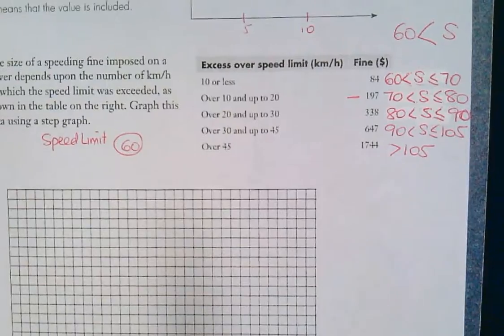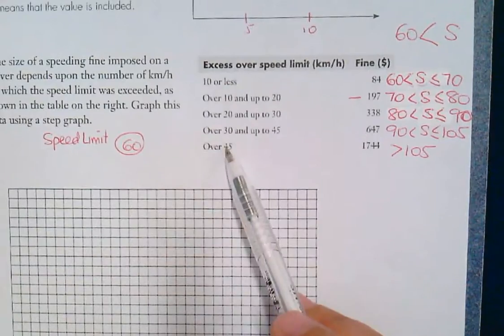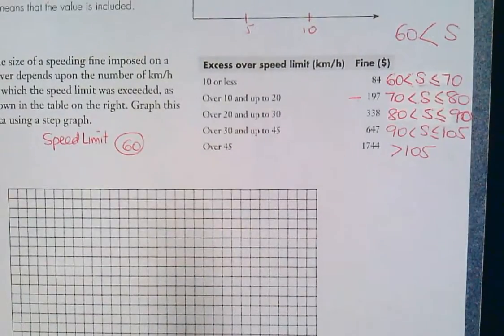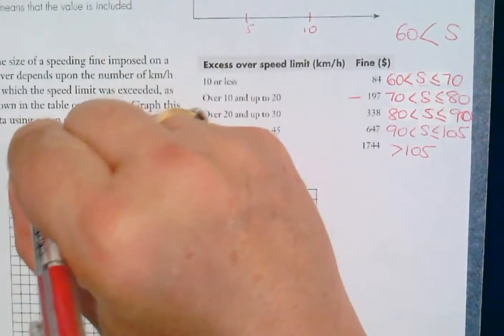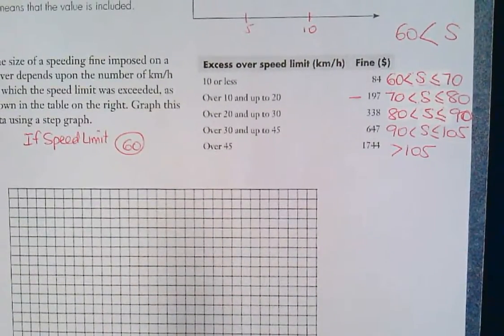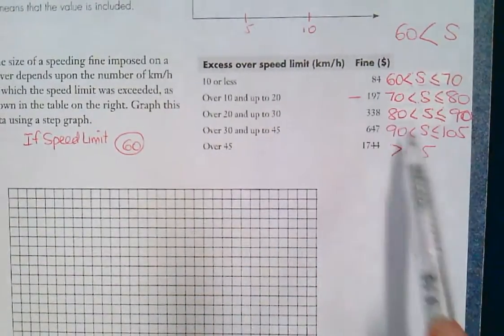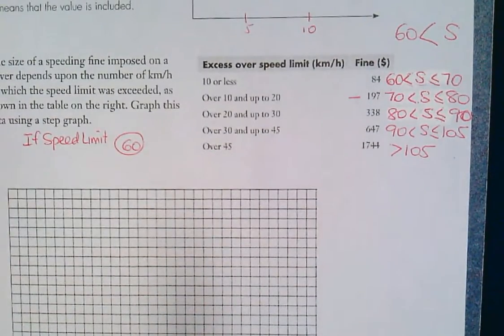All right, now, that includes my speed, but when you're driving, they're going to clock you at the speed you're doing, not how much. Then they'll fine you for how much you are over. Do we get the idea? So that example I gave you is if the speed limit was 60, what you could be driving and what you would be fined. The important thing is on the edges. If you're traveling 70, you're fined 84. But if you're traveling 71, you're fined 197. Anything over 70. All right?